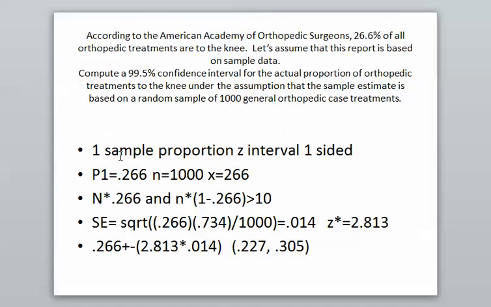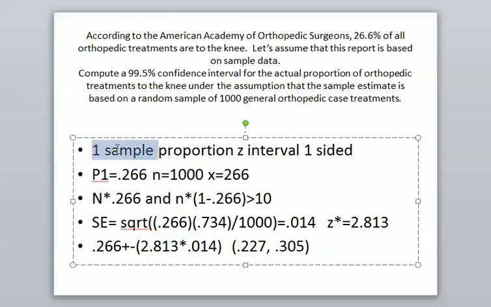Well, what are we looking at here? Once again, there's only one sample being given. And since it is a sample, we're going to do a z interval instead of a t-test. We're going to do a z-test because it is a sample. Okay? And we're going to do a one-sided z-test.